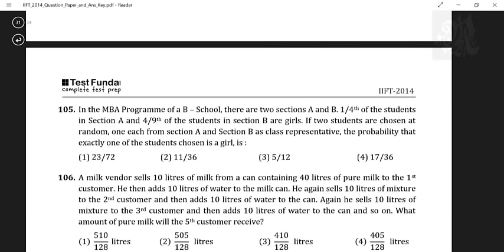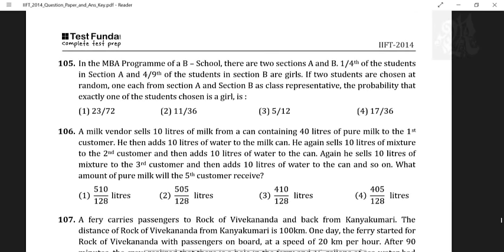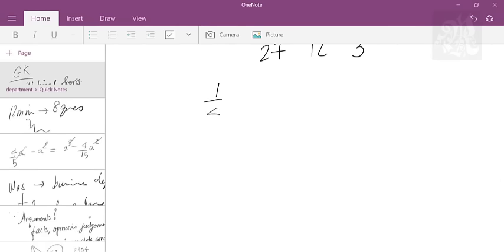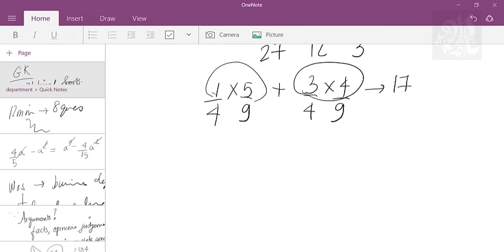Chalo, next. 105. In the MBA program of a B school, there are two sections A and B. 1/4 of the students of A and 4/9 of the students of B are girls. If two students are chosen at random, one from each section A and B, what is the probability that exactly one is a girl? The girl is chosen either from here or from here. If from here, it will be 1/4 into 5/9 plus 3/4 into 4/9. 5 plus 12, 17/36.